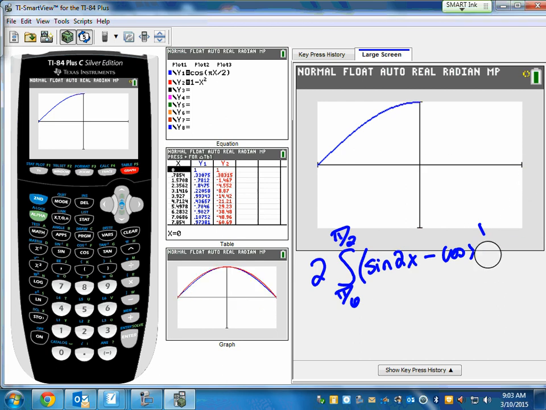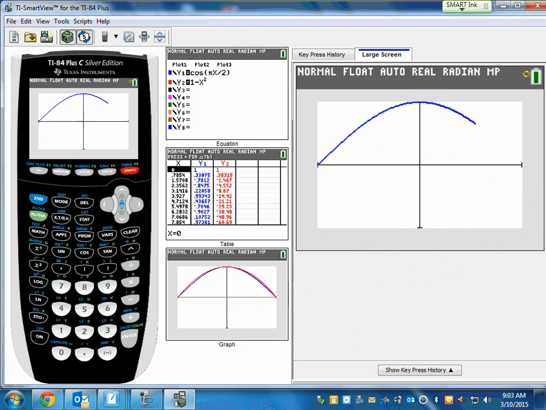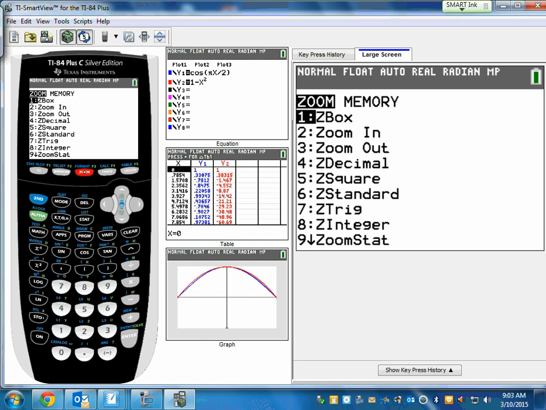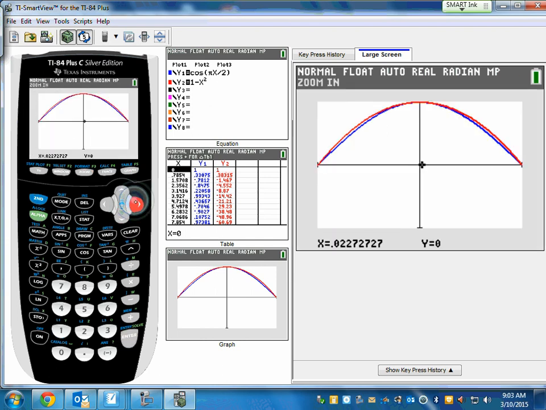The good thing with mine is I had two different colors, right? That makes mine a little easier to see. So that's my cosine. And then here comes my 1 minus x squared. So mine's different colors, so it's easy to see. I couldn't see on this, so you know what I had to do? I had to go over and I hit zoom in, and then you can make your new center.